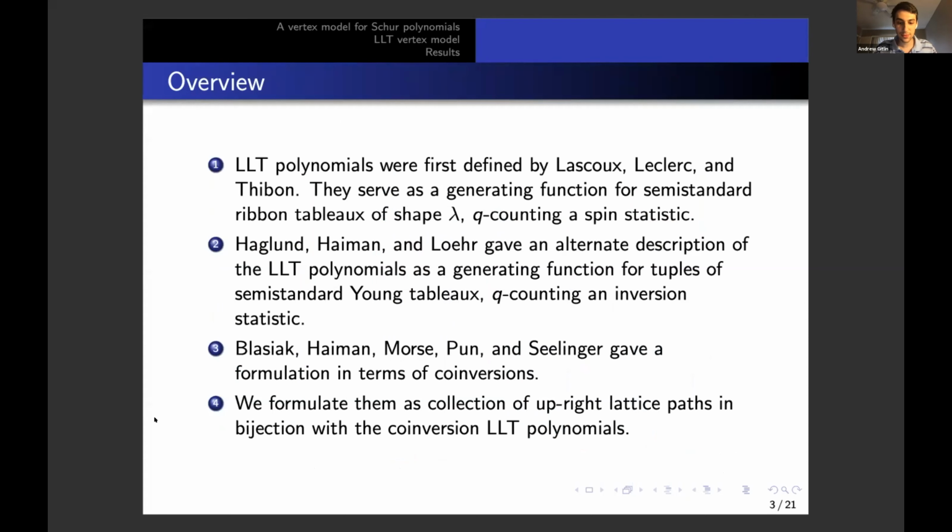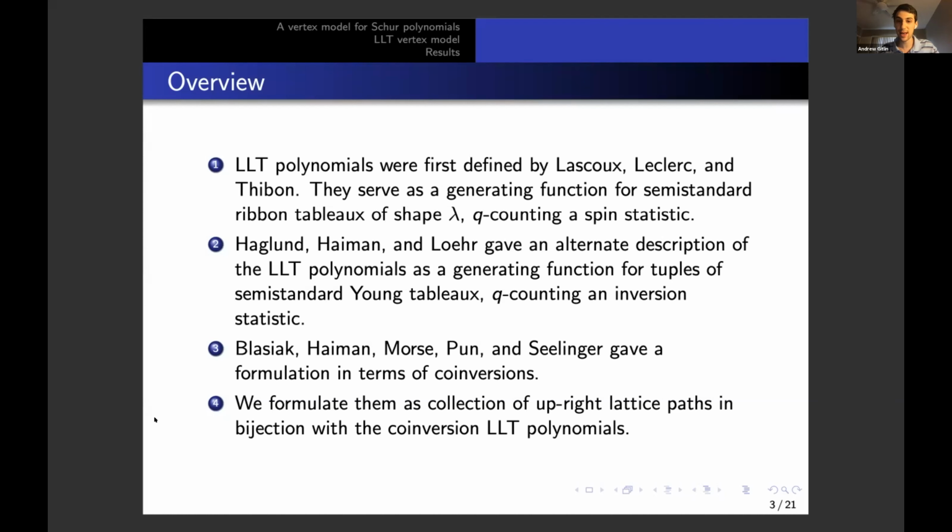So before I get too deep into the mathematics, I want to talk about LLT polynomials and where this research fits in. They were first introduced in 1997 by Lascoux, Leclerc, and Thibon. And their original formulation was as a generating function for semi-standard ribbon tableaux where they q-count a spin statistic. But I'm not going to be talking about ribbon tableaux. So the formulation I'm going to be talking about is due to Haglund, Haiman, and Loehr from 2005, where it's a generating function for tuples of semi-standard Young tableaux, where you q-count an inversion statistic.